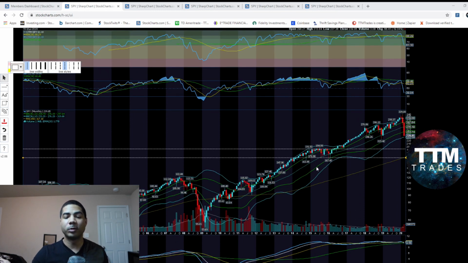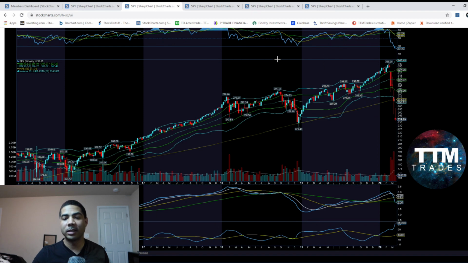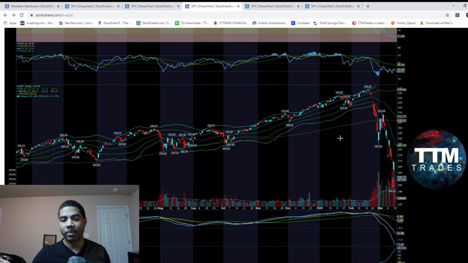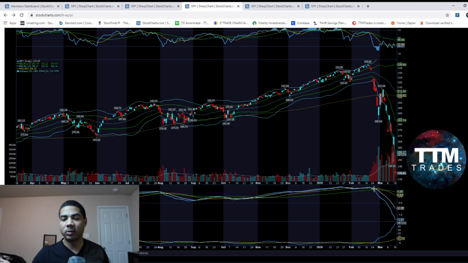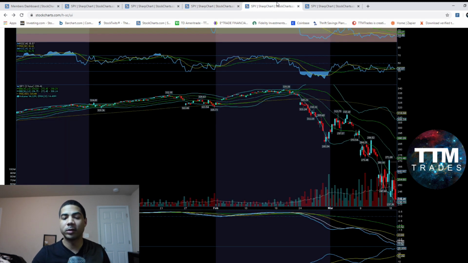Now, is there a possible short-term rally? Yes, there's a possible short-term rally, but I don't see that anytime soon, because the daily hasn't even begun to set up for a temporary short-term rally.